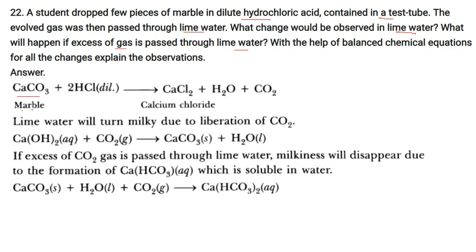So calcium carbonate, which is marble, when it is combined with HCl, hydrochloric acid, gives you CaCl2, which is calcium chloride. Now carbon dioxide is also liberated. Now lime water will turn milky, why? Because of the CO2 being liberated. So calcium hydroxide, which is lime water, when you pass CO2, it will form calcium carbonate and water. If excess of carbon dioxide is passed through the lime water, the milkiness will disappear. Why? Because of the formation of Ca(HCO3)2, which is actually soluble in water.